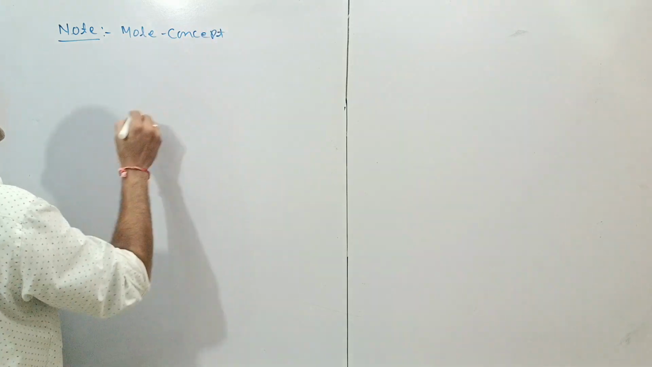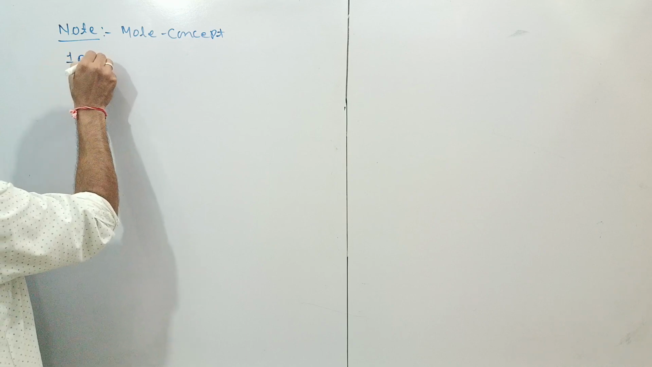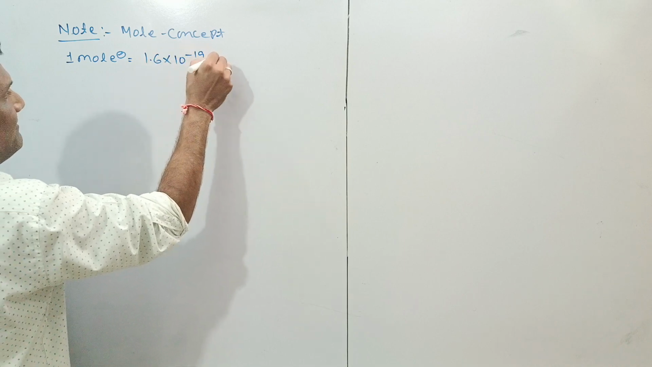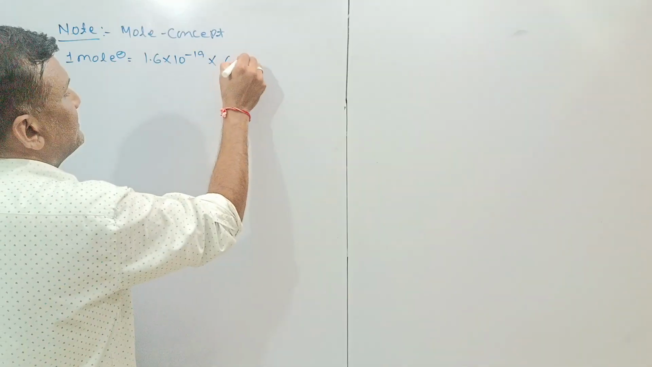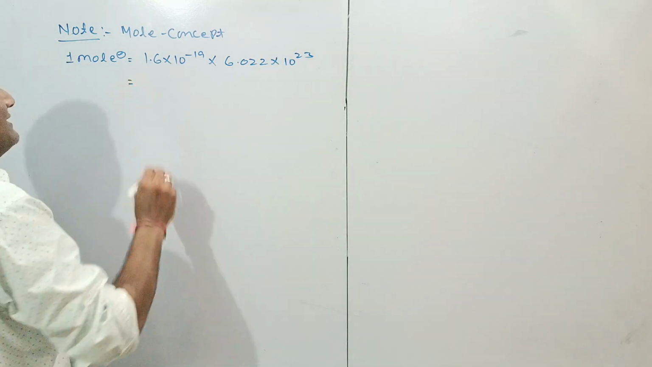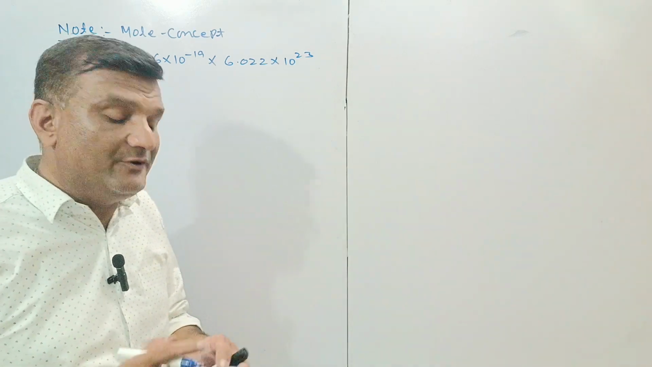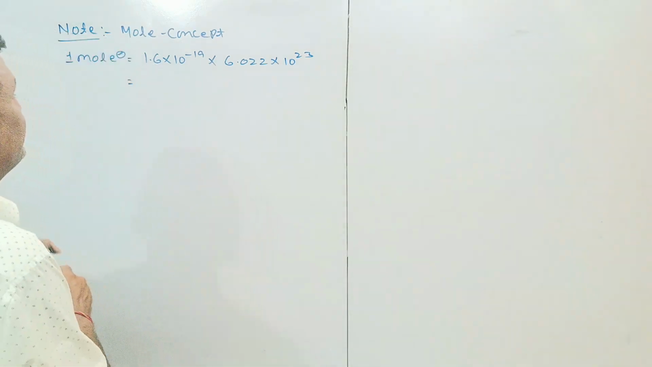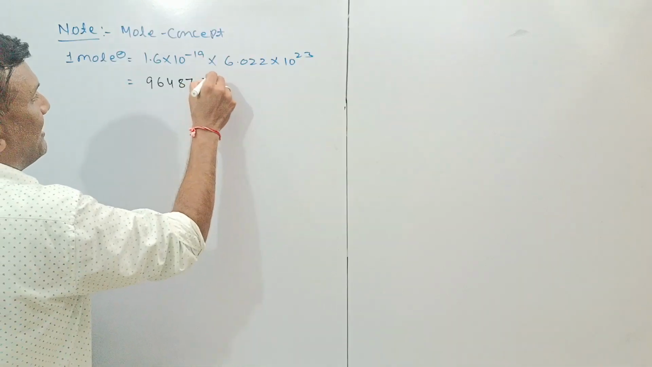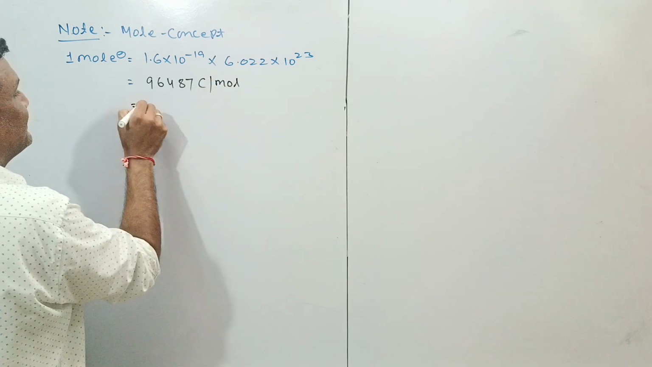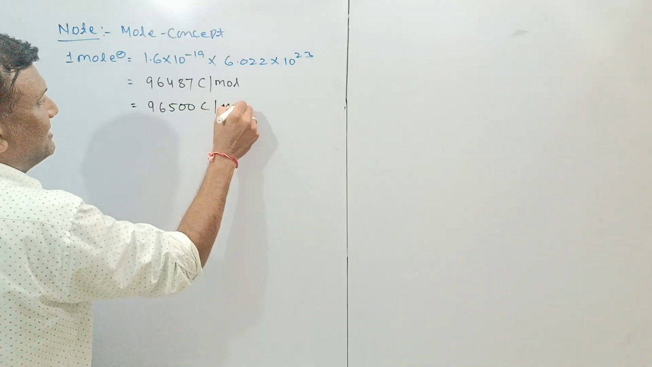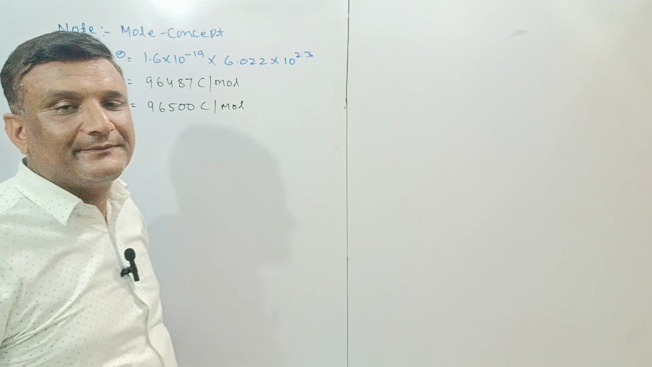Mole concept regarding charge means 1 mole of electrons is equal to 1.6 into 10 to the power minus 19 coulomb, multiplied by 6.022 into 10 to the power 23 as the Avogadro number. If I multiply them, then the value will be 96487 coulomb per mole. Nowadays, as a round figure, we can use 96500 coulomb per mole as 1 mole of electrons.